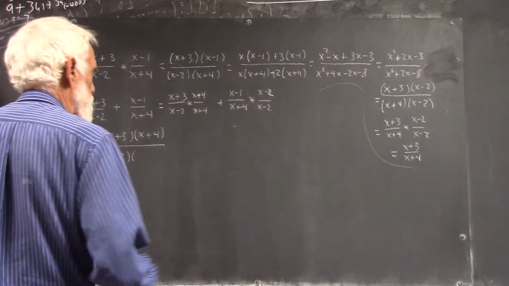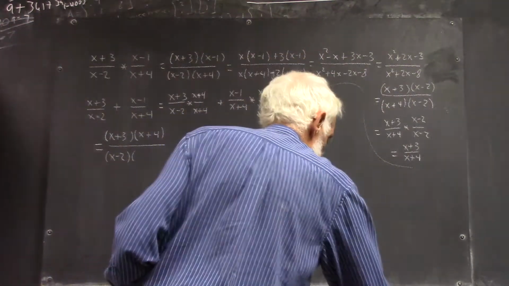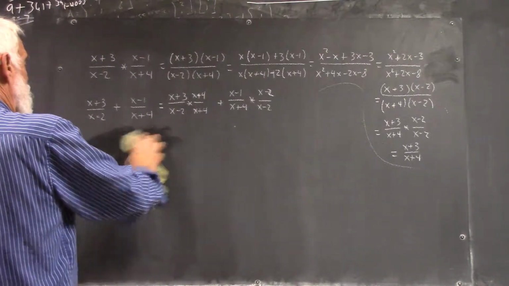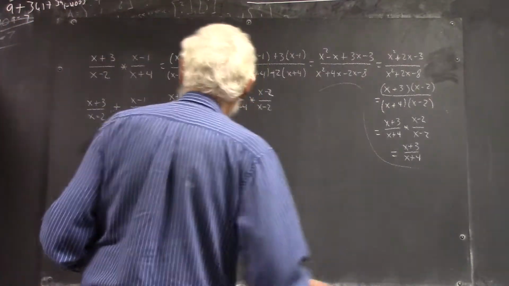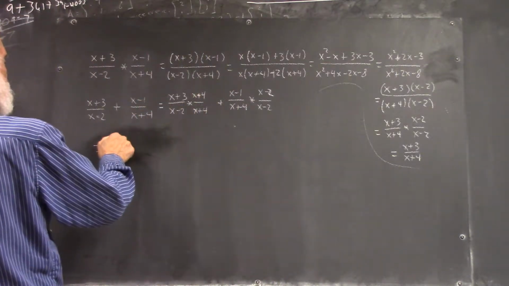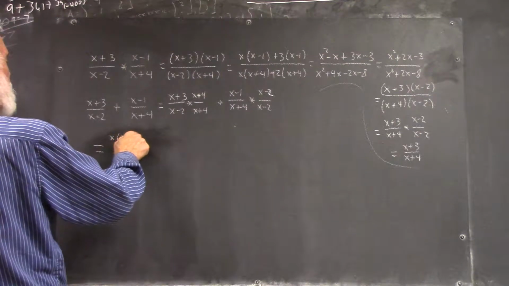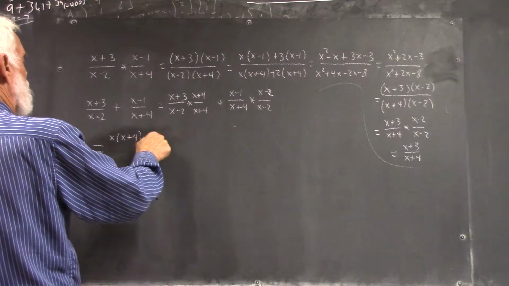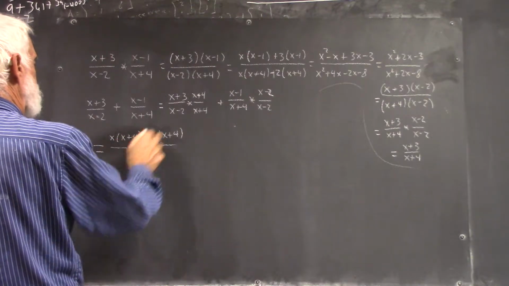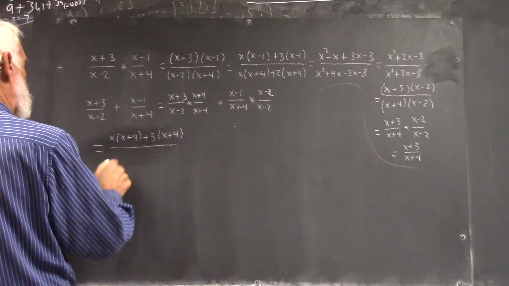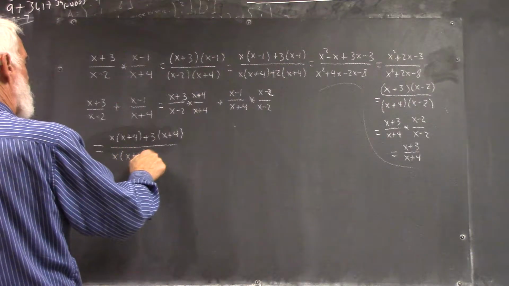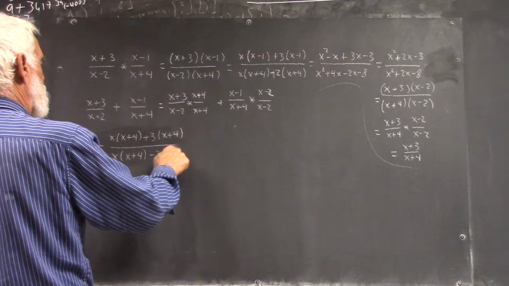I'm rewriting the same thing I've got there because I wasn't talking, and that's not the way to do another step. Okay, so x plus 3 times x plus 4 is x times x plus 4 plus 3 times x plus 4. And x minus 2 times x plus 4 is x times x plus 4 minus 2 times x plus 4.